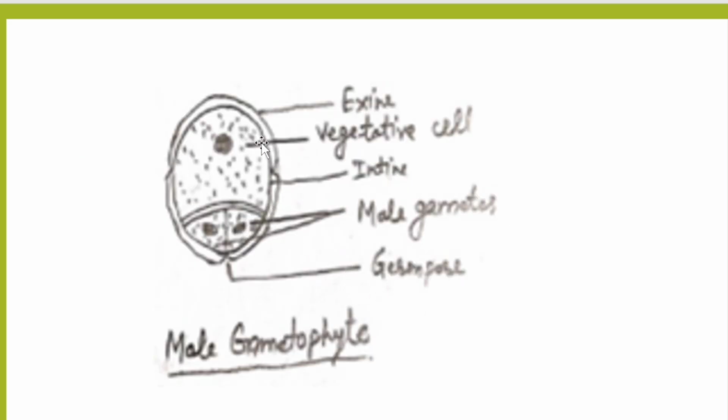It has an outer covering called exine and an inner covering called intine. Exine has sporopollenin. There are areas where sporopollenin is absent, called germ pores. Inside, the cell will divide into two unequal cells. One is the large vegetative cell, the second is the small generative cell. The generative cell nucleus further divides to form the two male gametes.